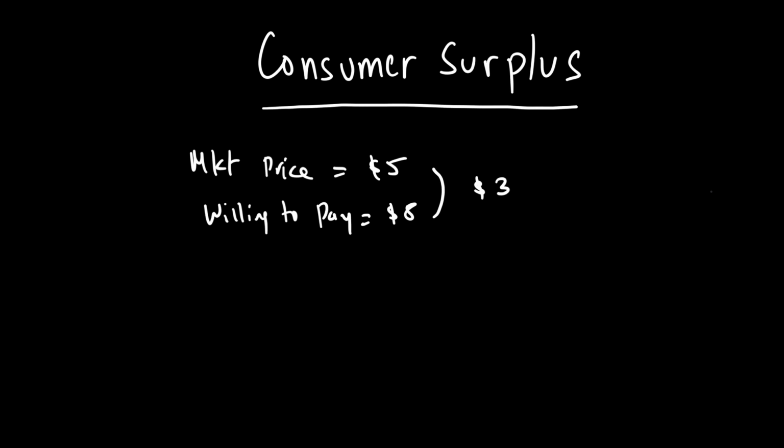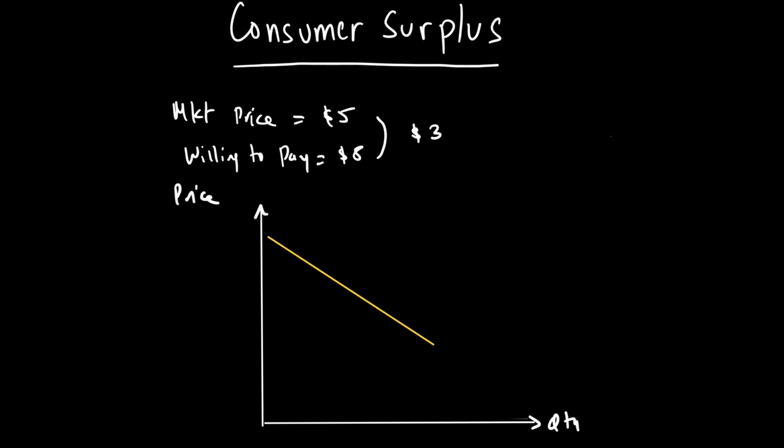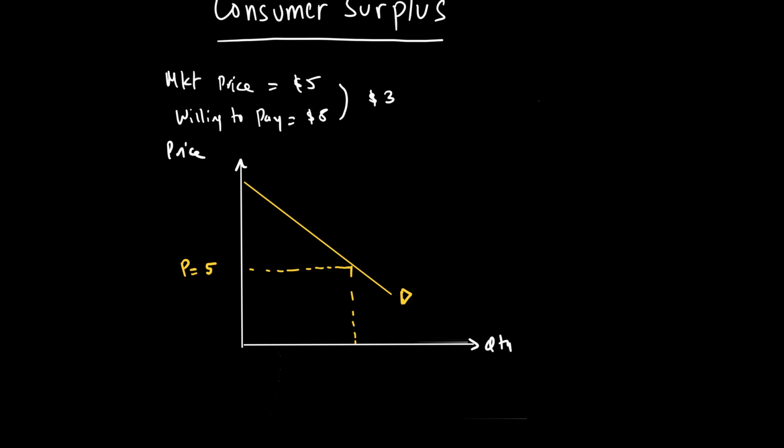How does consumer surplus come about? For that, we need to make a downward sloping demand curve. This is my price, this is my quantity, and let's say this is the demand curve of an individual consumer for shirts. Right now the market price is, for example, $5, and I am planning to buy 5 shirts at this price.